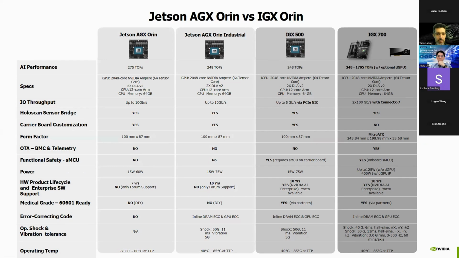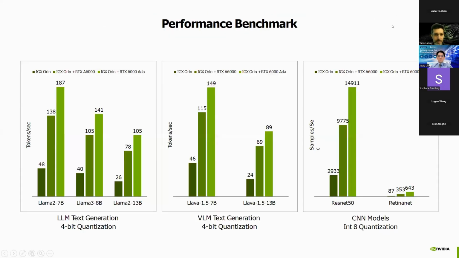So again, there's a family of both performance and connectivity, going from the standard AGX Orin, to the AGX Orin Industrial, which has more functional safety enabled and 10-year support, then the IGX 500, which is an upgraded version of that Jetson Orin Industrial, and then the 700, which is the full motherboard.